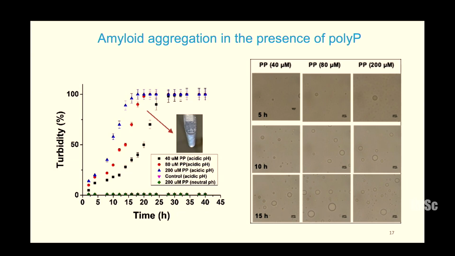So this droplet formation is significant. It basically signifies liquid-liquid phase separation in the system. And what you can also do is study turbidity in the system.